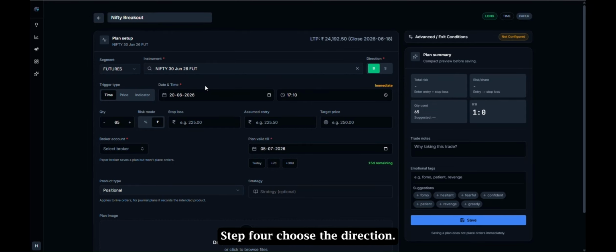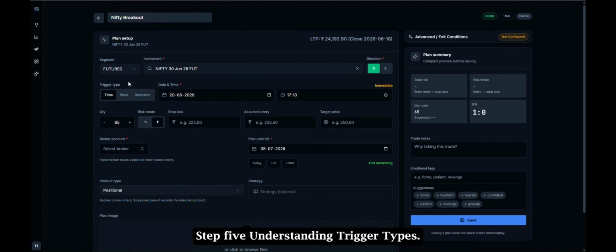Step 4. Choose the direction. Next, choose whether this is a buy or sell trade. Selecting long means you're expecting prices to move higher. Selecting short means you're planning to profit from a downward move. For this walkthrough, we'll choose long.